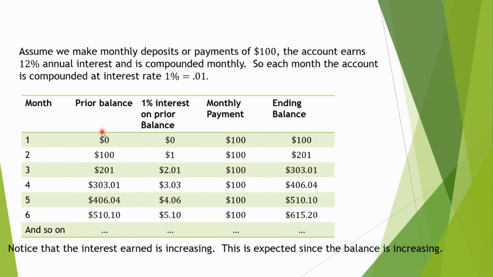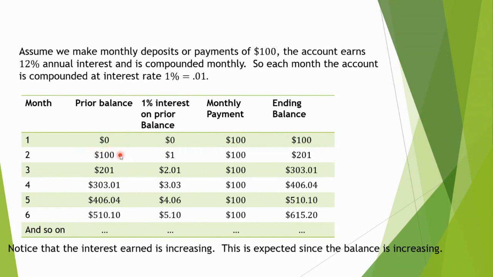Okay. So for instance, this is month 1, right? There's nothing in the account yet. We just started working. We just opened the account. So since there's nothing in there, no interest is added yet. We make our monthly payment of $100. By doing so, we're going to have at the end of the month $100.